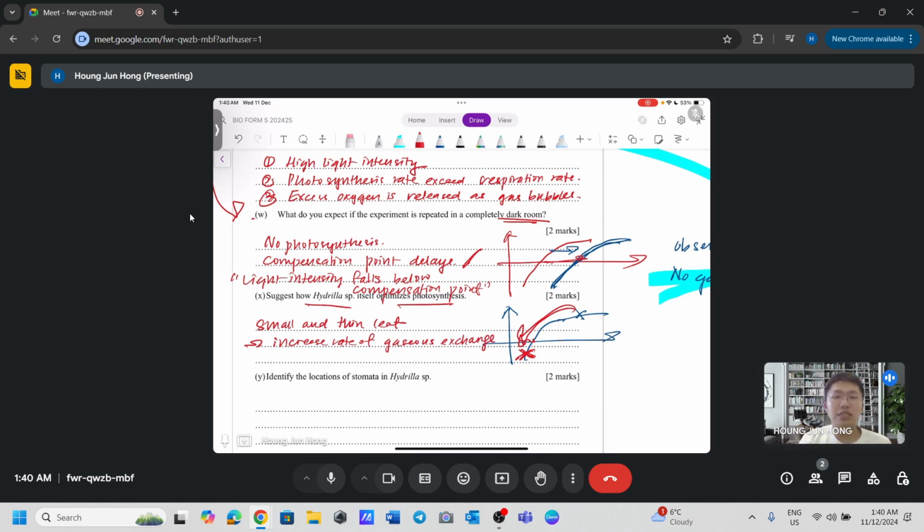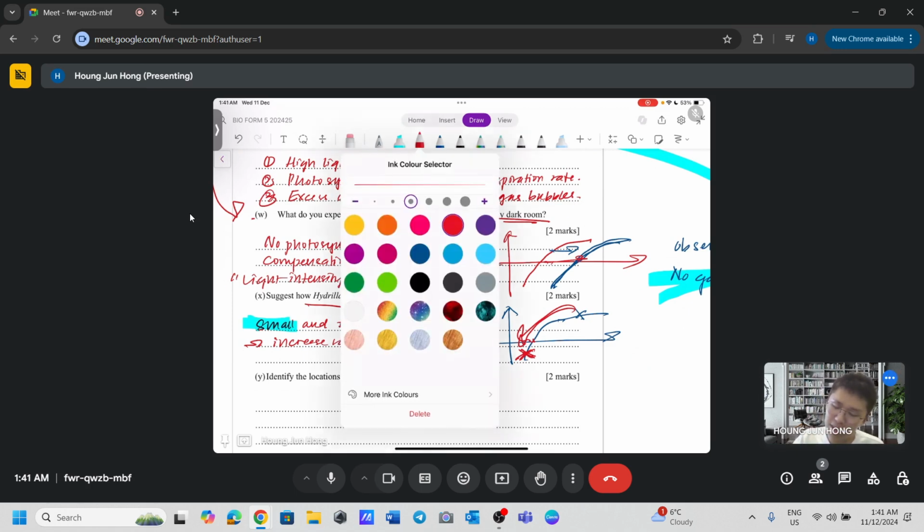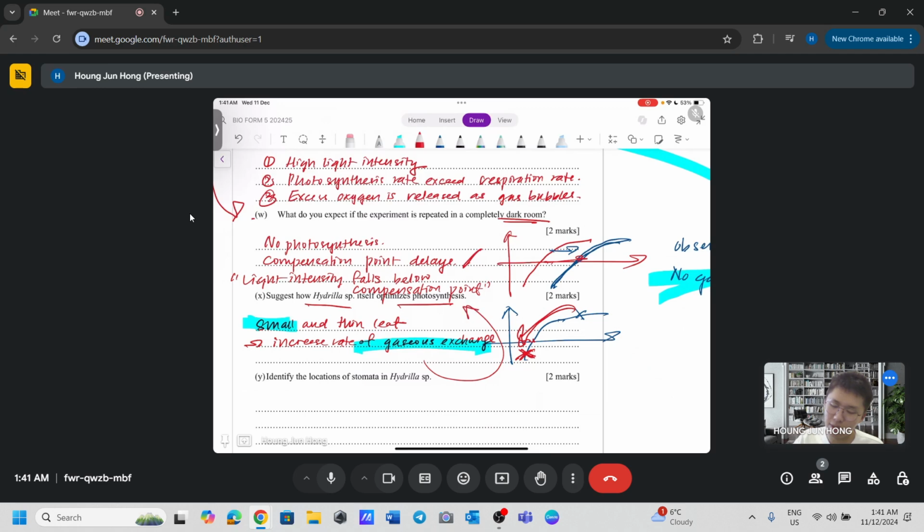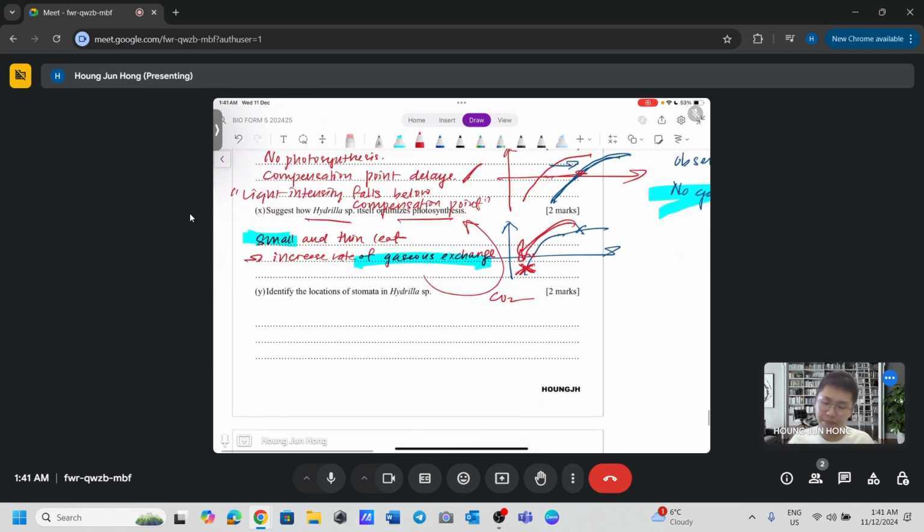Why do we use this to increase the rate of gaseous exchange? Because photosynthesis needs carbon dioxide. The smaller you are, the easier it is to diffuse. That's why when you have a higher rate of gaseous exchange, it can in turn increase photosynthesis because of carbon dioxide. The more carbon dioxide you take in, the more photosynthesis. Okay, that's it.